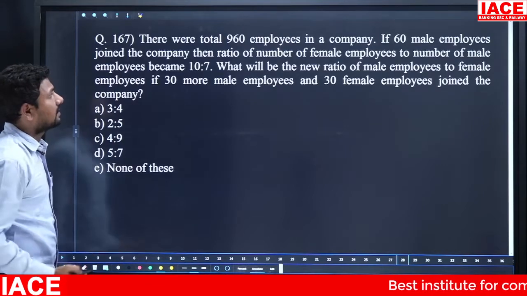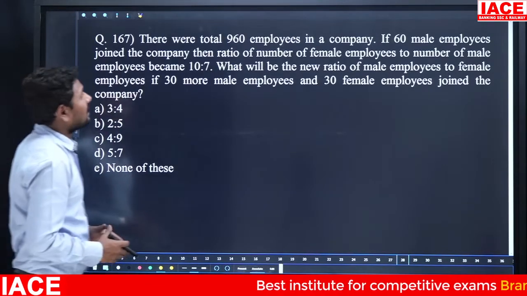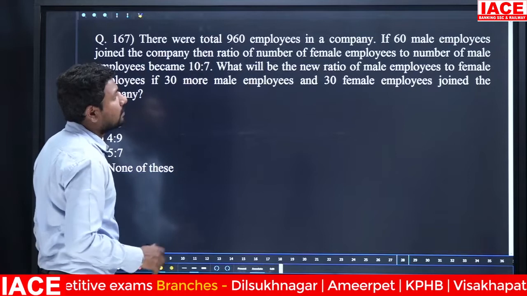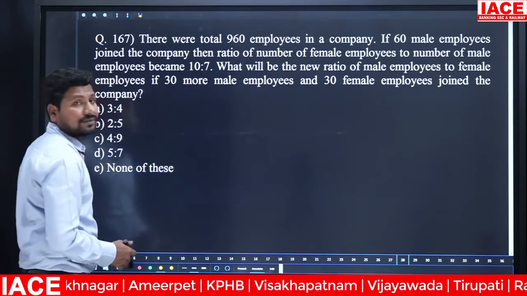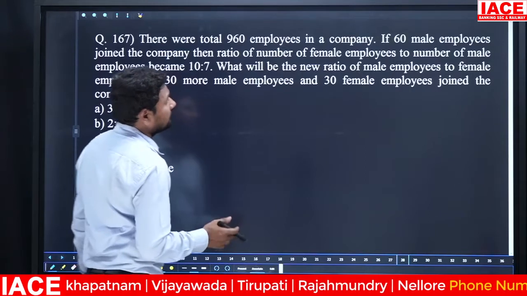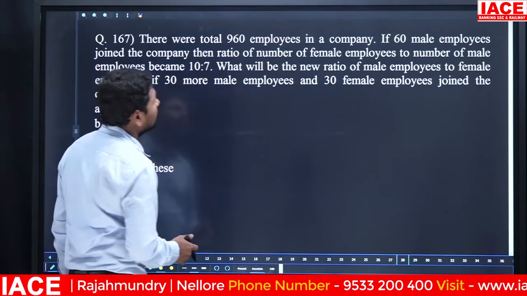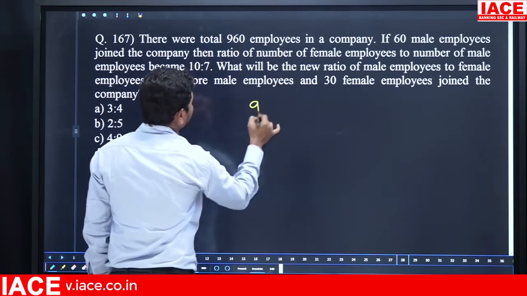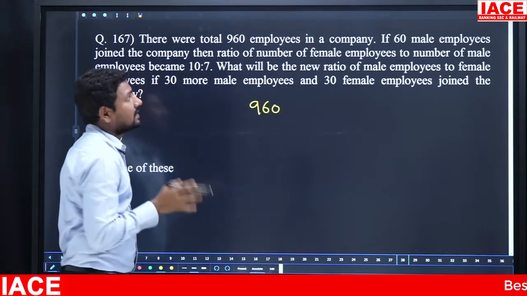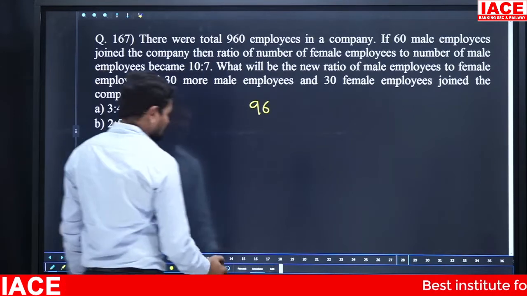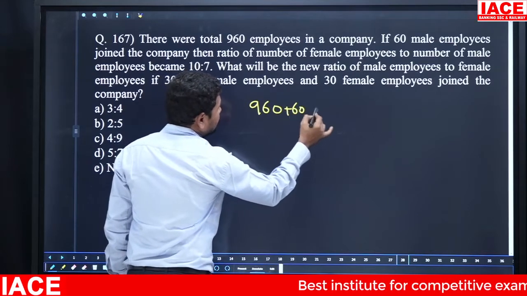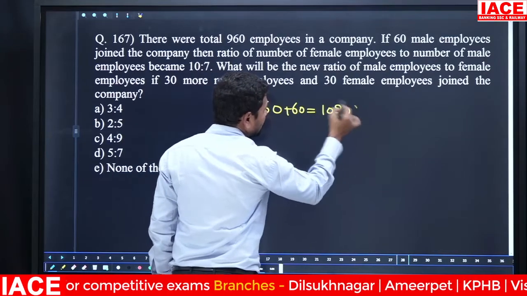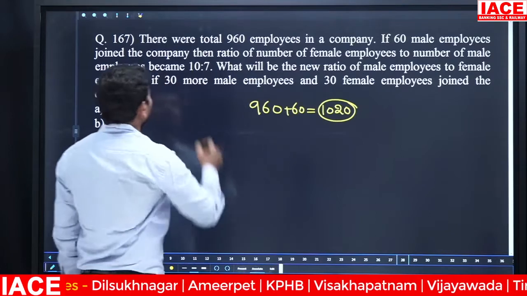Next we have a miscellaneous question. There were a total of 960 employees in a company. 60 male employees joined the company, then the ratio of the number of female employees to the number of male employees becomes 10:7. What will be the new ratio of male employees to female employees if 30 more male employees and 30 female employees joined the company? There were 960 employees, first of all we have to separate it. If 60 male employees joined, it becomes 960 plus 60, which is 1020 employees. Total now it is 1020. This we have to separate.